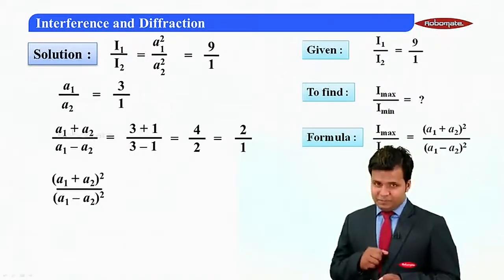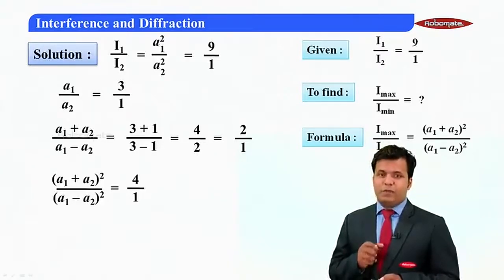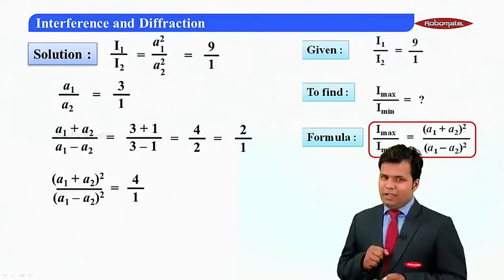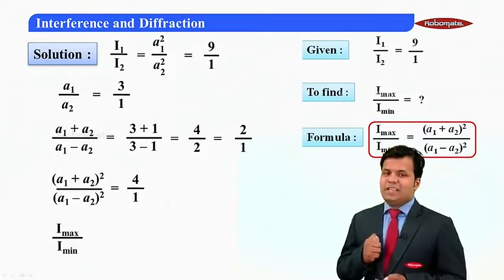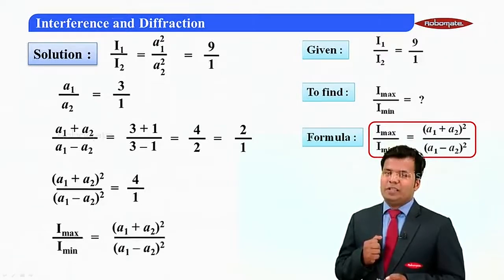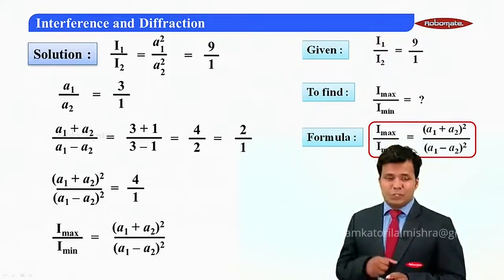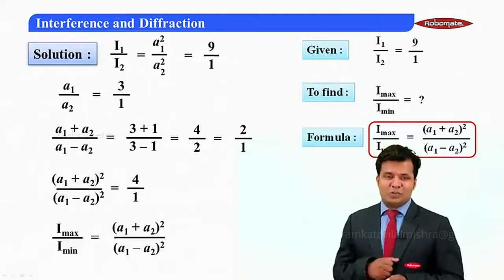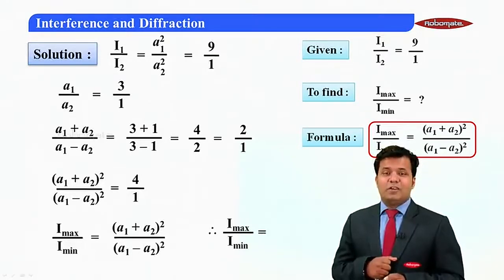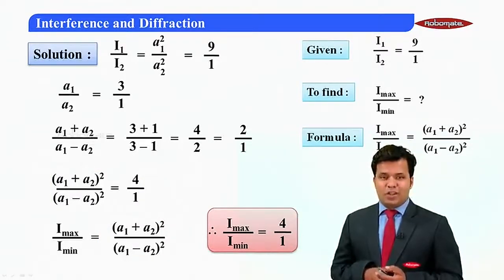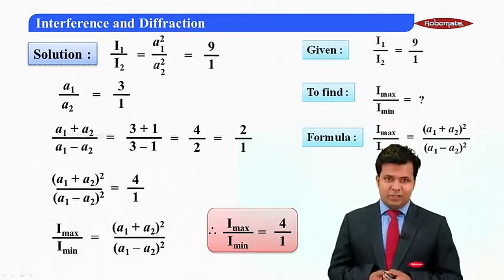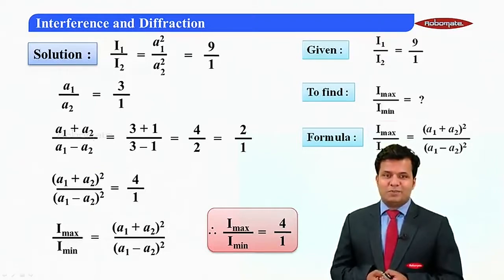If I square them, they would look like 4:1, and this is nothing but the formula for I max by I minimum, right guys? So I can say I max upon I minimum would be nothing but (A1 plus A2) the whole square upon (A1 minus A2) the whole square, which is 4:1. So this was what was asked in our numerical, and that's it for this module. Thank you.